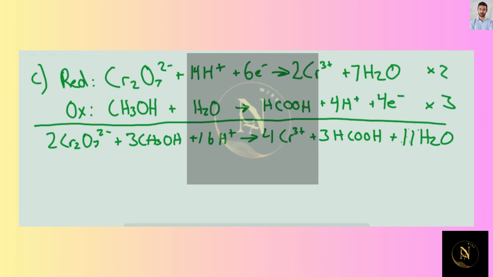So our oxidizing agent in this case is this species that's being reduced, the bichromate, and the reducing agent is the methanol.